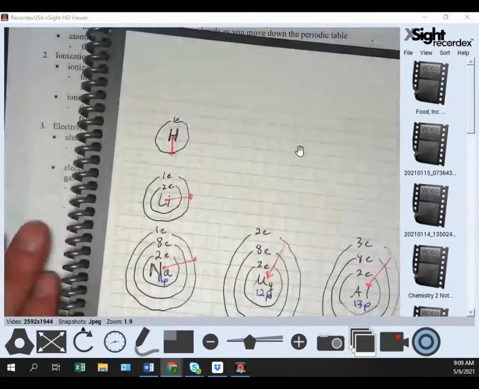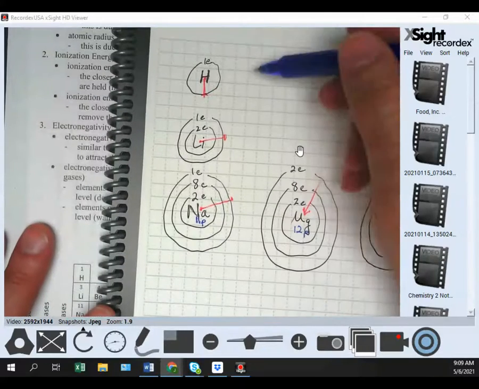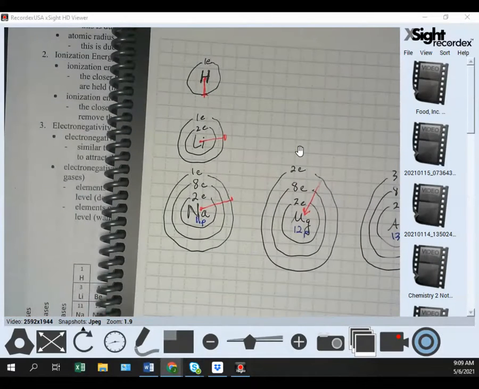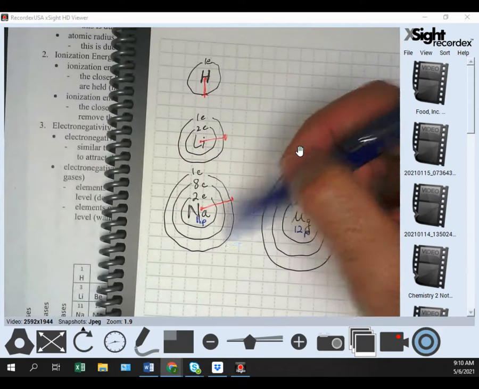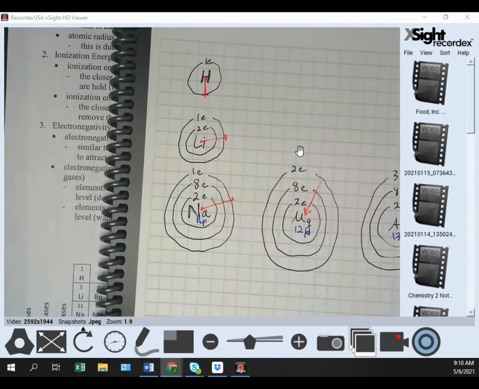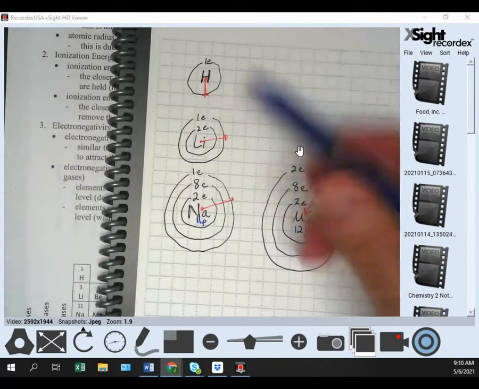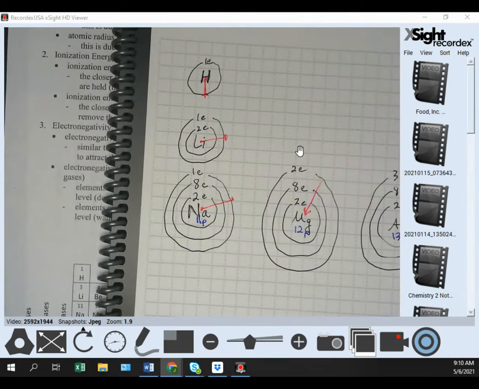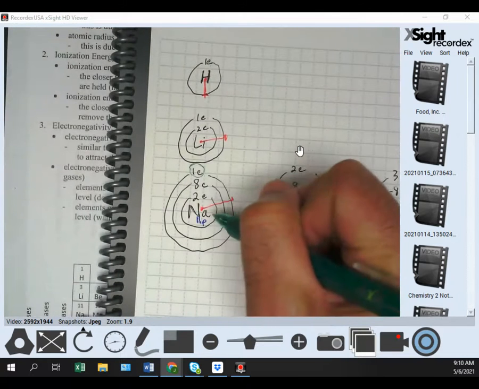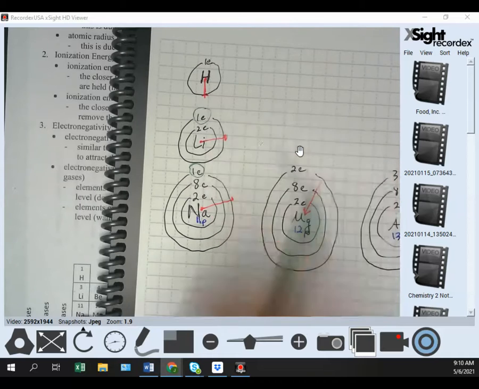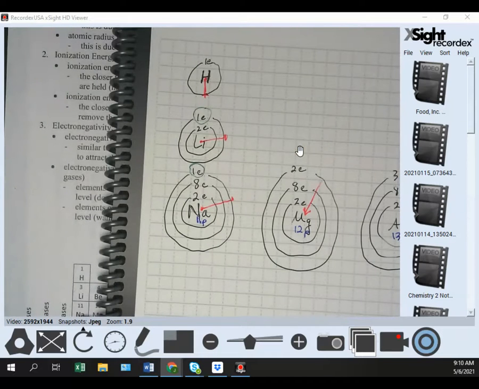Remember, think of your protons and electrons like magnets, right? So if you're taking away the outermost electron, the further away it is from the nucleus, the easier it is, because it's further away from those protons that are holding it in, right? The further away a magnet is, the less strong that attraction is. Same thing with the electrons and protons. So this electron, because it's further away from the center, is a lot easier to remove than this electron is, because it's closer. Does that make sense? Okay.